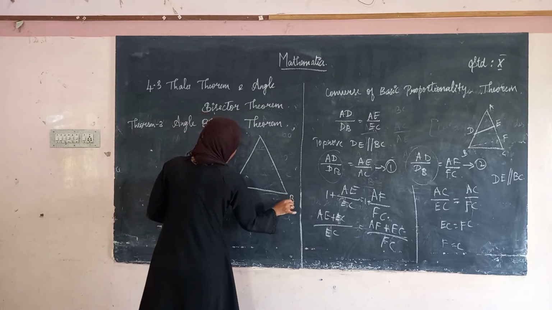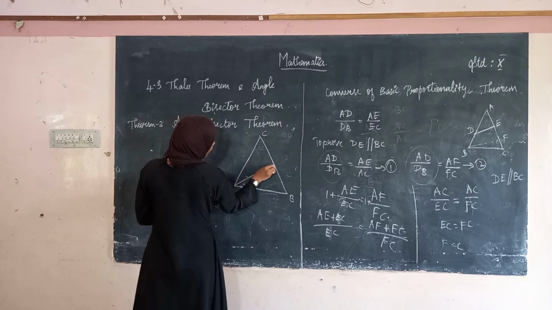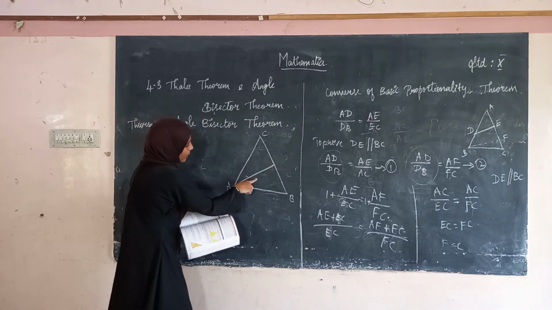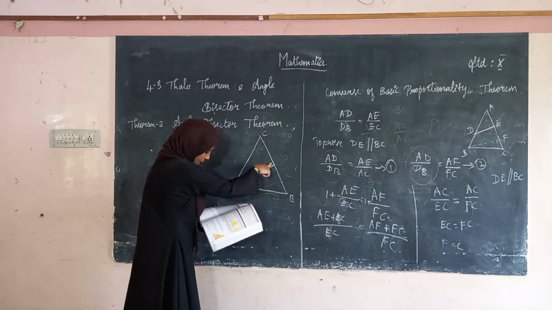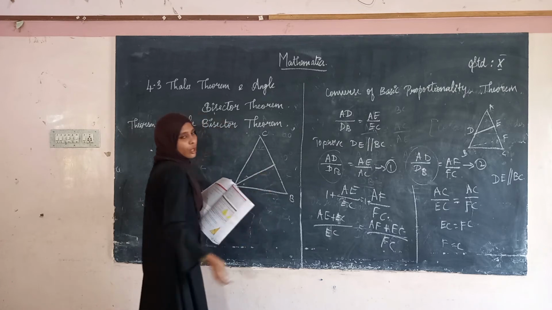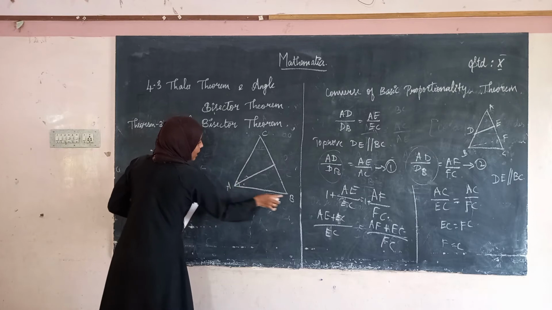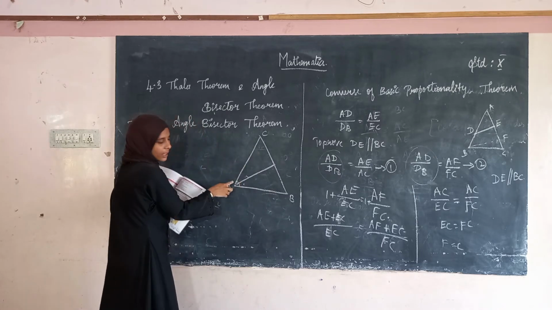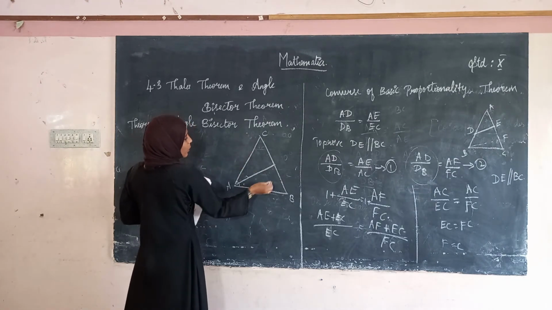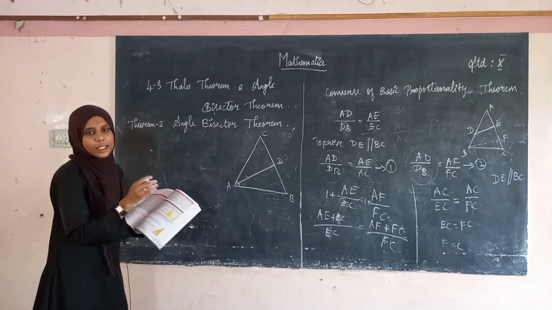A, B, C. See here, the internal bisector of an angle of a triangle divides the opposite side internally in the ratio of the corresponding sides containing the angle. That is, which sides does this angle have? AB and AC contain this angle, and this angle is what the angle bisector divides. So AB divided by AC is equal to, if this is D, BD divided by DC. This should be what we have to prove.